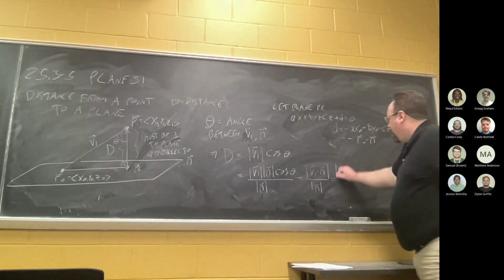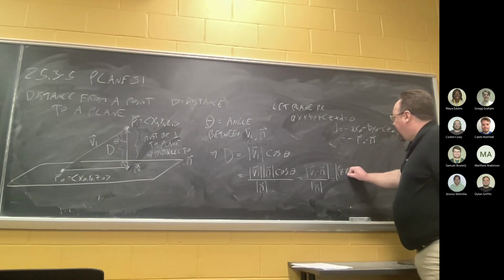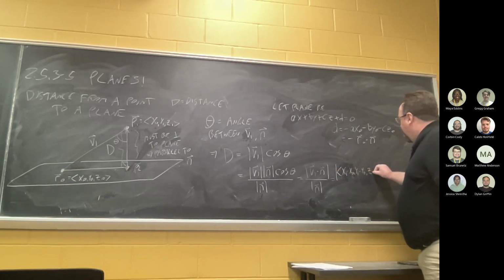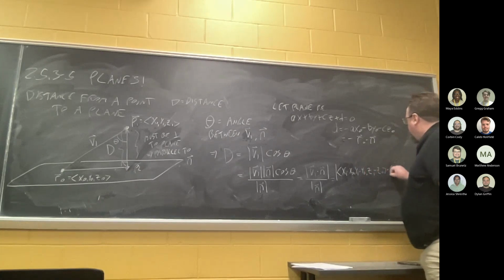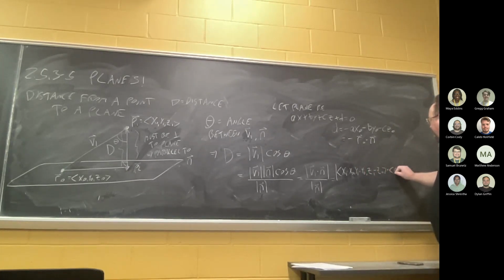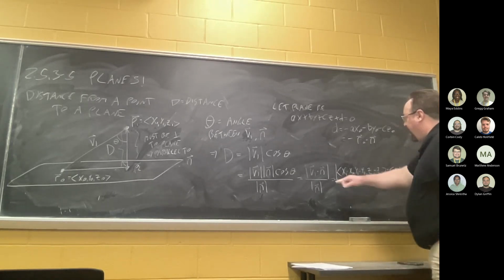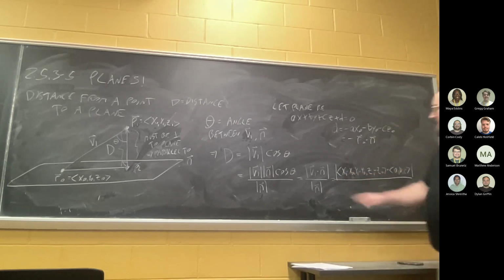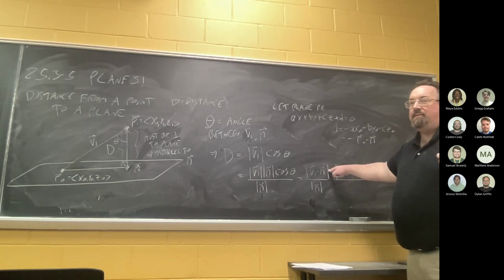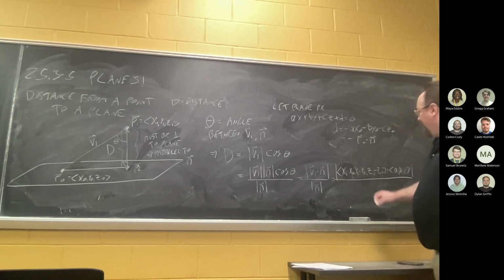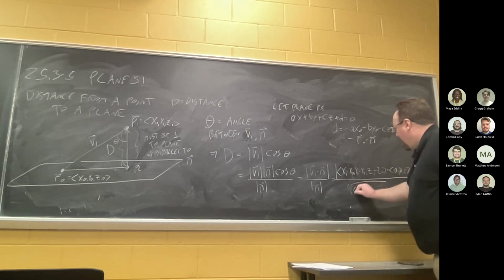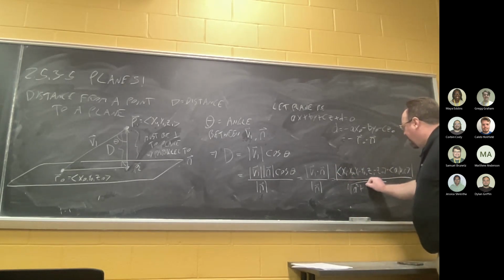So this dot product is X1 minus X naught, Y1 minus Y naught, Z1 minus Z naught, dot product with the normal vector, which is ABC. Absolute value, and then the magnitude. Oh, I'm sorry, that's vector magnitude. This is just plain absolute value, because it's a number. Then the magnitude of N is the square root of A squared plus B squared plus C squared.